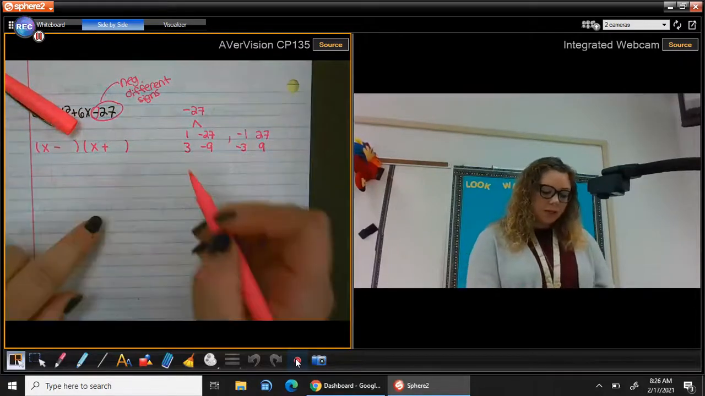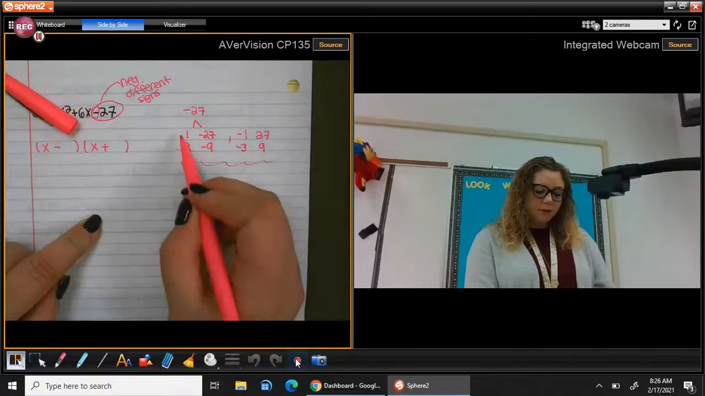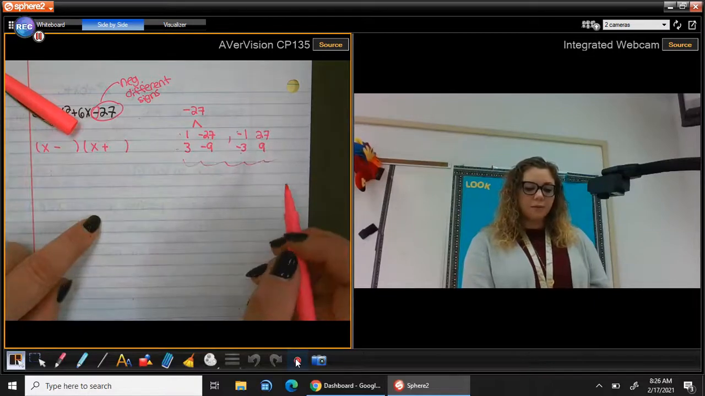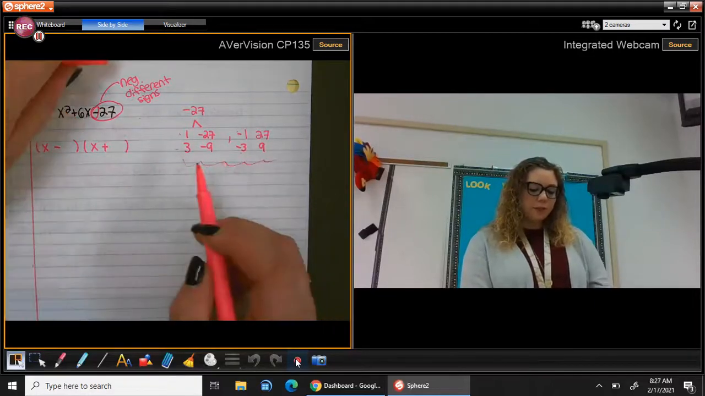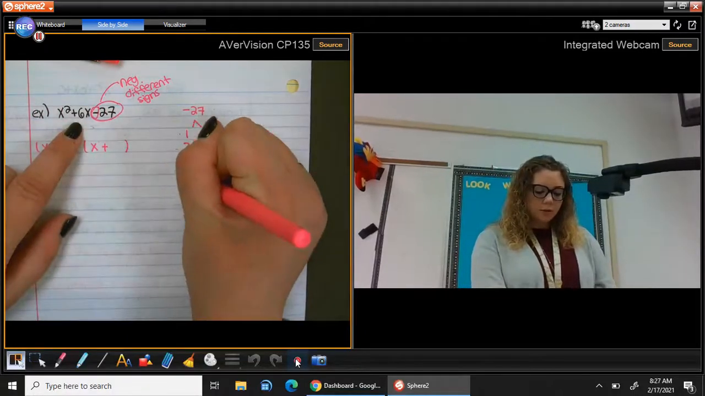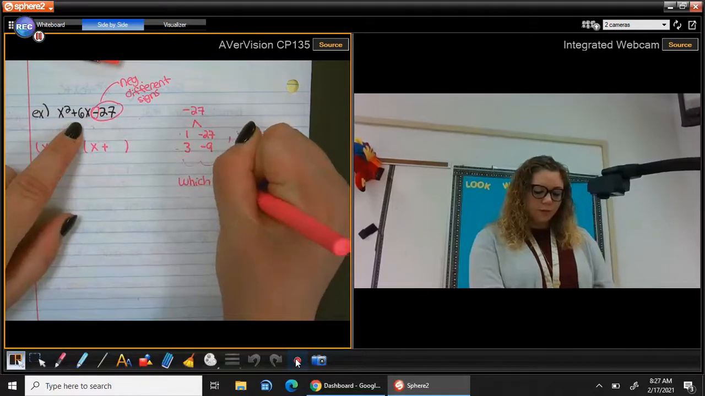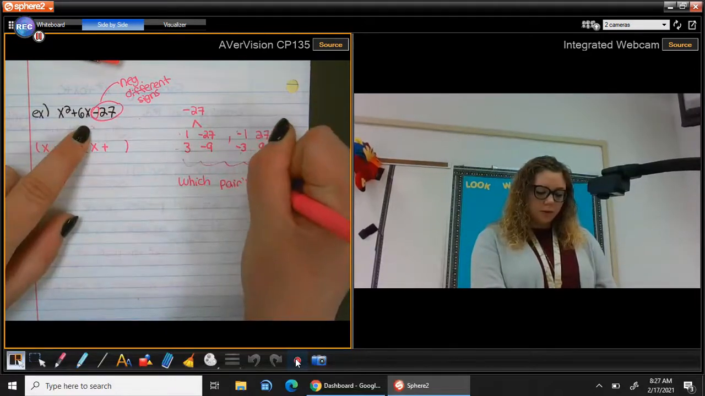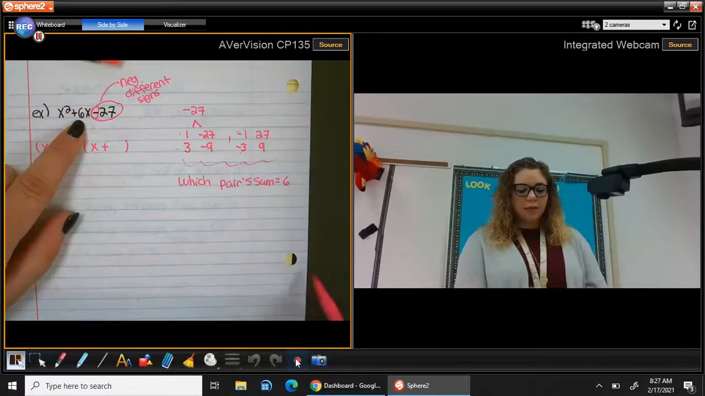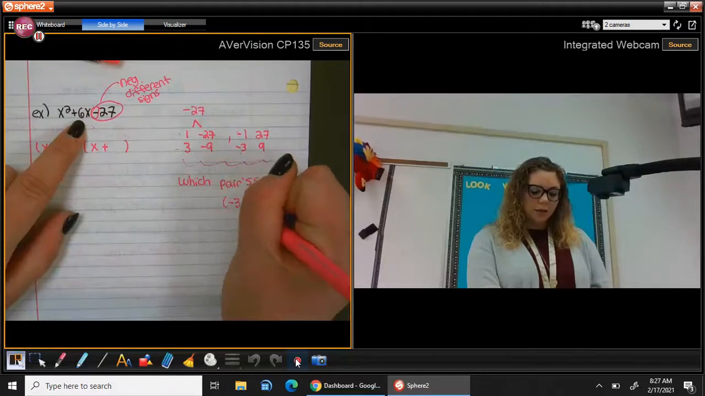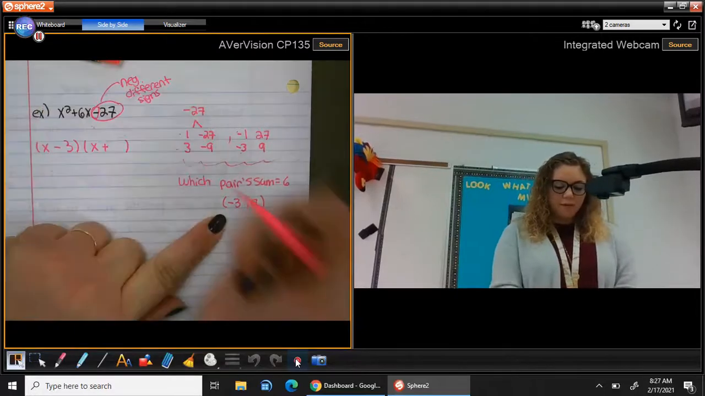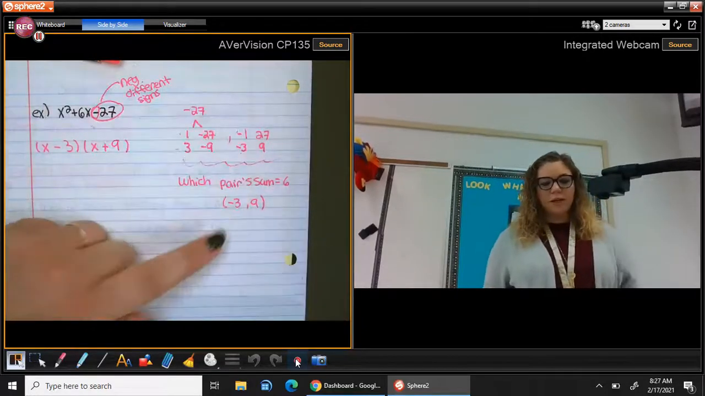So which one of these factors, when I add them together, would give me positive 6? Which pair sums to positive 6? That is going to be negative 3 and 9. So this is negative, so I'm going to put the 3 beside the negative and the 9 beside the positive. And that is my answer.